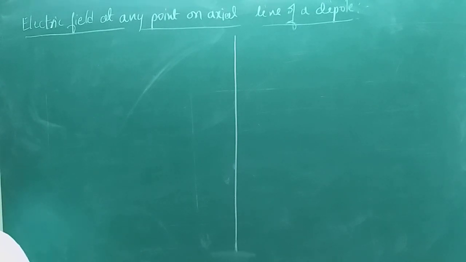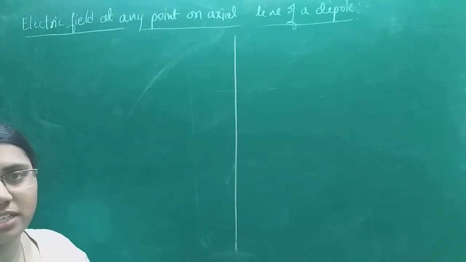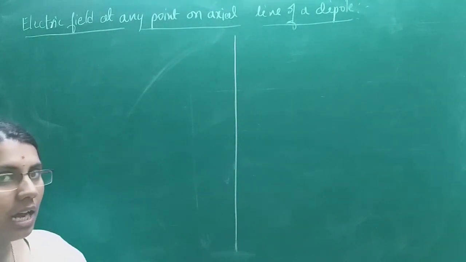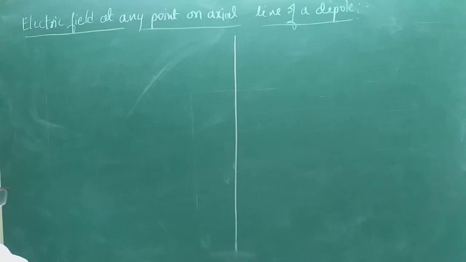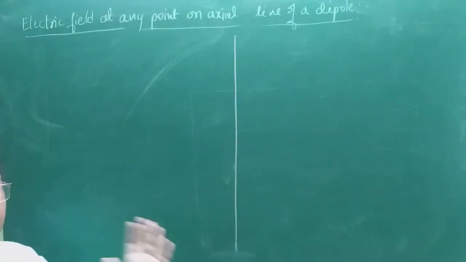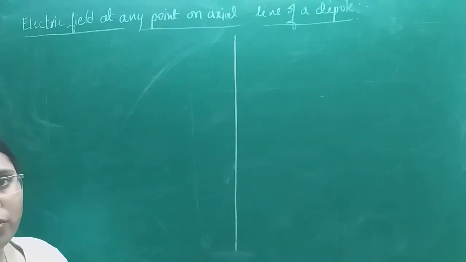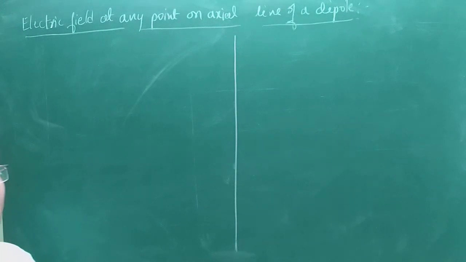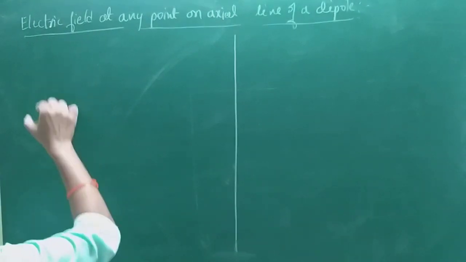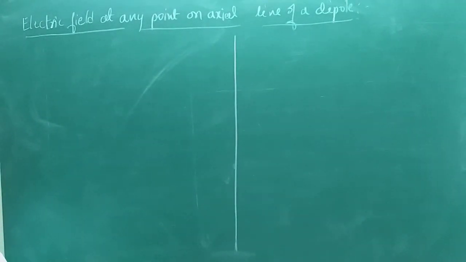Dear students, now let me move on to discuss the continuation of electric dipole. In the last class, I told you about the axial line and equatorial line of a dipole. Now, how do we find the electric field due to a dipole at any point on its axis and at any point on the bisector line?